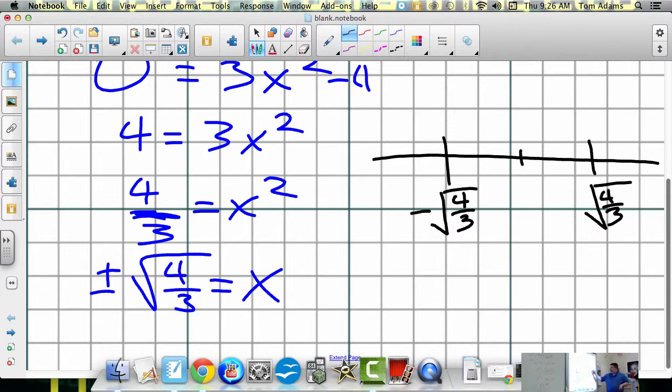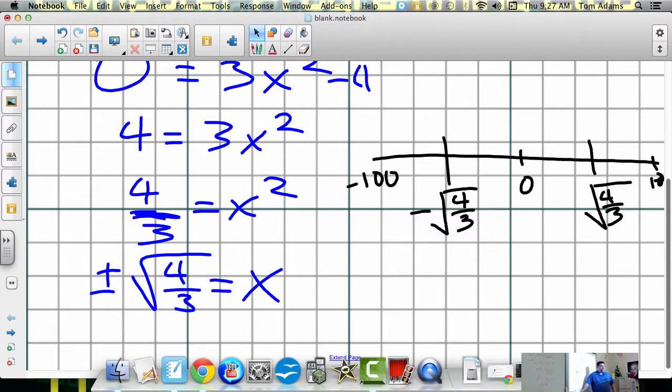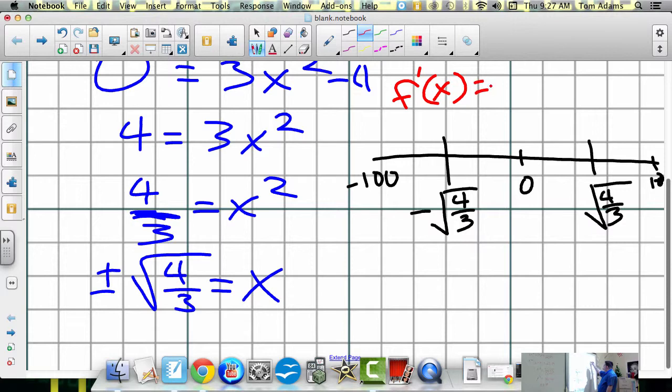0. Yes. Let's pick like negative 100 here, and over here let's pick like 100. I want to show you it doesn't matter. We're just trying to figure out if it's positive or negative, right? So now, what do I evaluate? Which function, f or f prime? F prime.